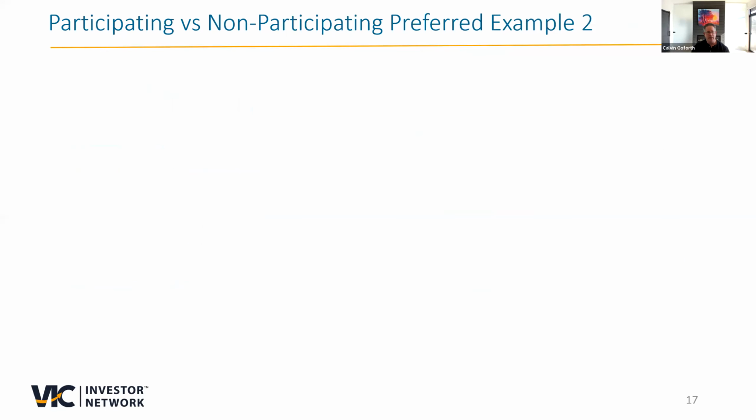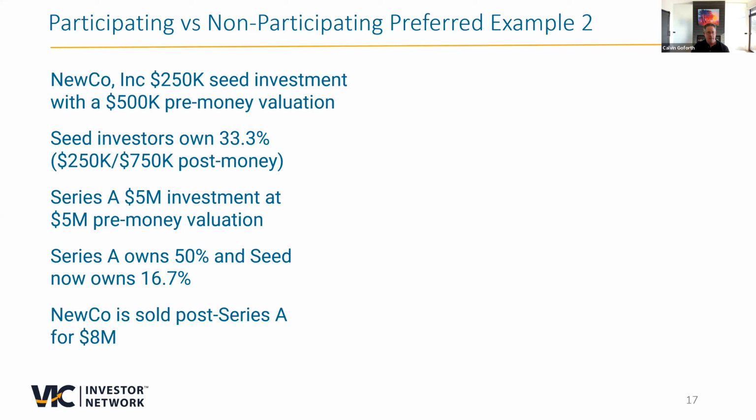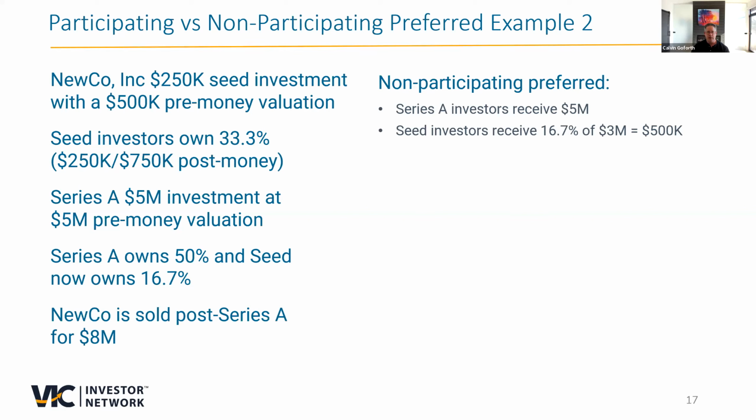Let's look at the same example, except instead of a $15 million exit, it's an $8 million exit. In that case, for non-participating preferred, 50% of $8 million is only $4 million. So the Series A would instead get their original investment back, $5 million. 16.7% of the remaining $3 million is greater than the $250,000 original investment for the seed investors. So they'll get 16.7% of $3 million, which would be $500K.